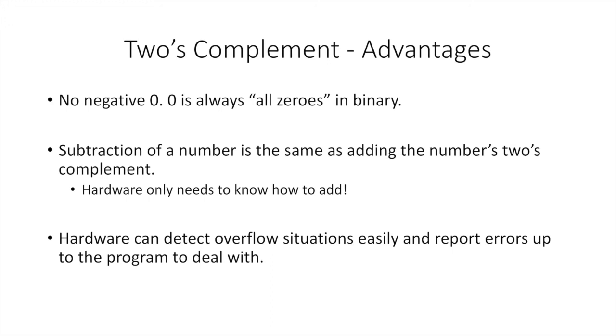This is very cool. Hardware can also detect overflow situations very easily and report the errors up. We saw how to do this, right? You add two positive numbers, you get a negative number. You add two negative numbers, you get a positive number. We can tell that very easily, and then the computer can just say that's an error.